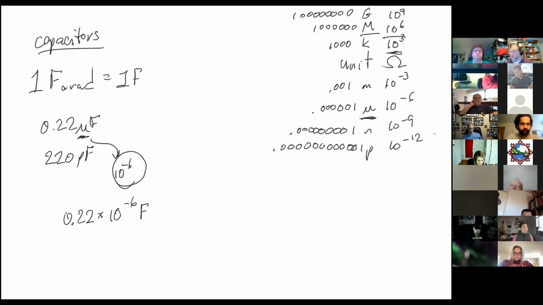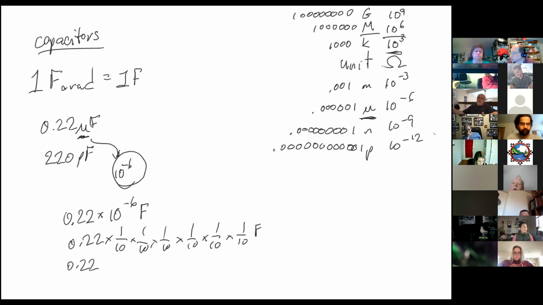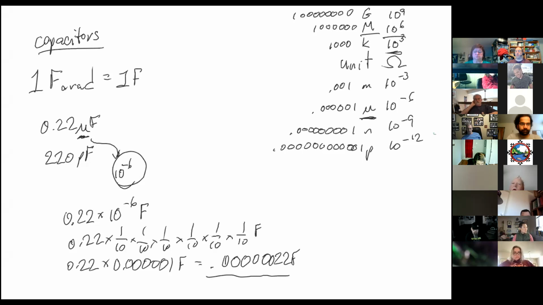And there's a couple different ways to write 10 to the minus 6th. We can write this as 0.22 times 1/10 times 1/10 times 1/10 times 1/10 times 1/10 times 1/10. We can also multiply it out: 0.22 times 0.000001 farads. That would be 0.00022 farads. Okay, but I want everybody to notice, what do we now see here?